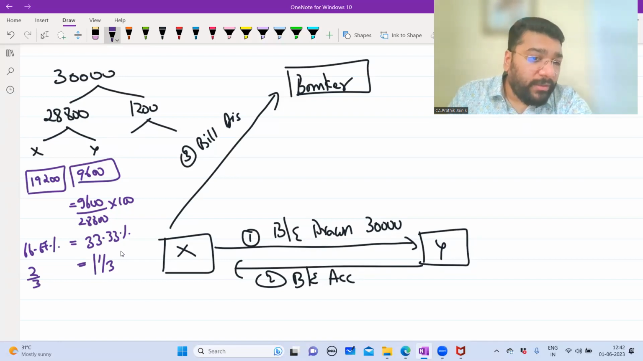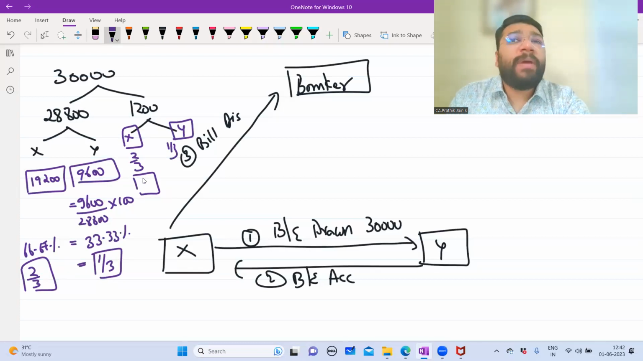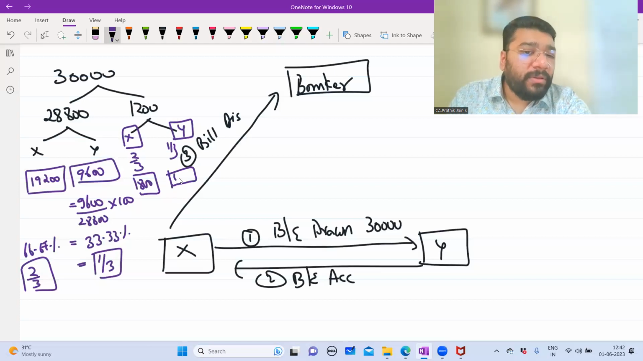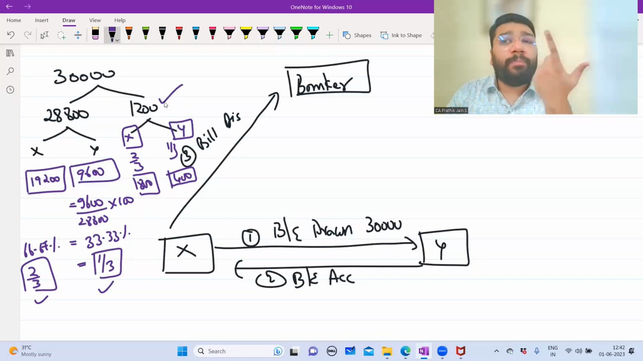Same way, guys. This is 1/3. This is 2/3. This is X. This is Y. So X will bear how much of the discounting charges? 2/3. Y will bear 1/3. So what is the amount? 1,200 into 2 by 3 is how much? 800. And 400. So now, did you understand why we did this fraction? Because only if you know the fraction will I get to know in what proportion I need to distribute the discounting charges.